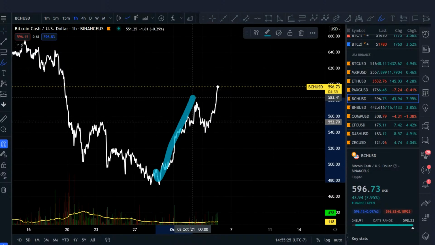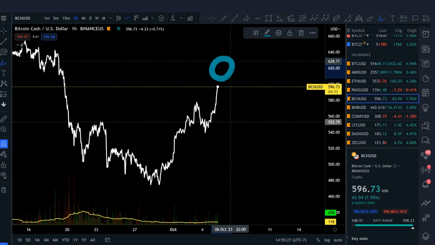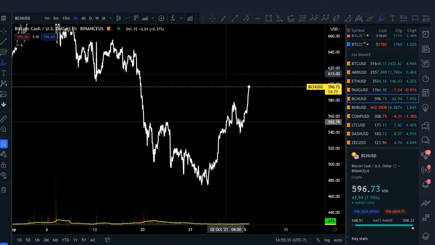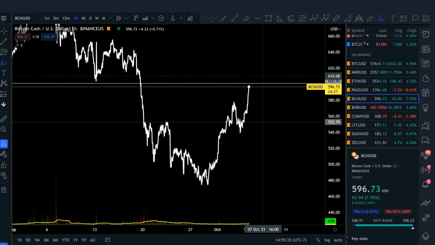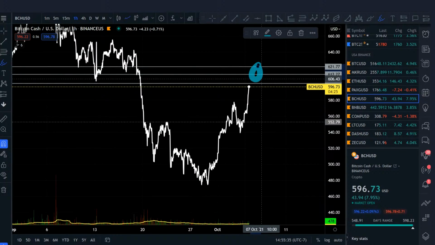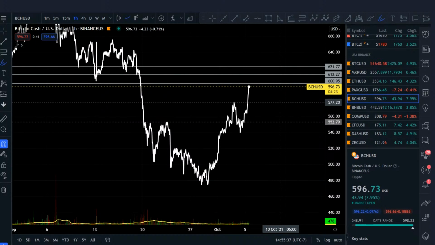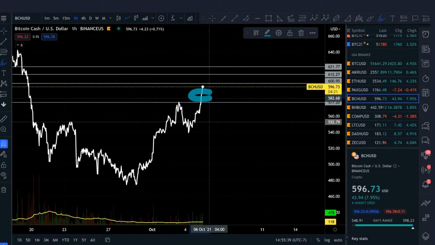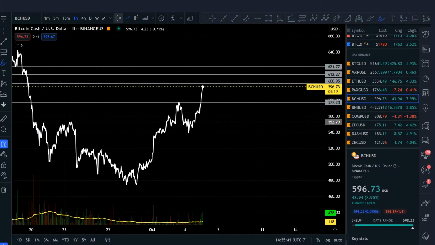But if this is our longer term consolidation, yep, looks like our higher high needs to be set somewhere here in the resistance zone of the 600. So 600, 610, 620, this is the resistance for Bitcoin Cash. The support is 577. Notice here though, we don't have that much strong support on the way down to 577.